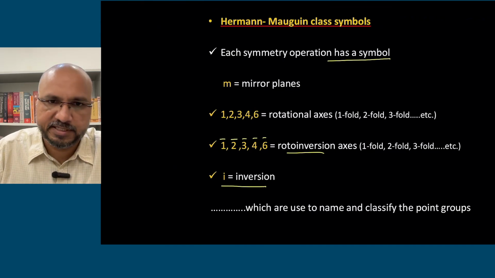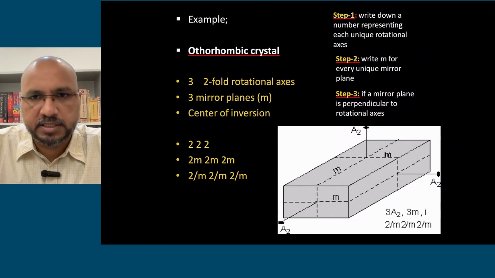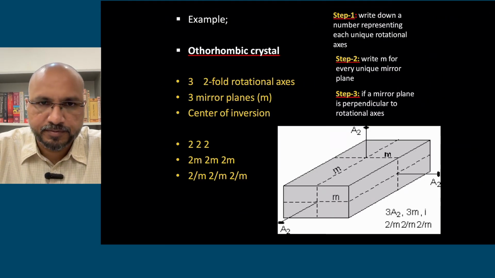Center of inversion is represented by I. Okay, so these are the symbols that we use for notation under the Hermann-Mauguin system. Now just go through the examples so that you will understand how we use this system.